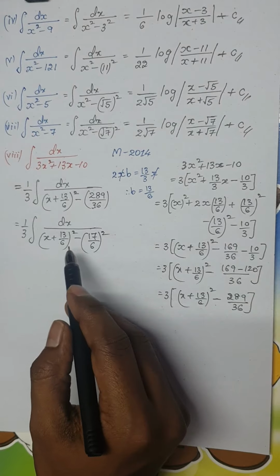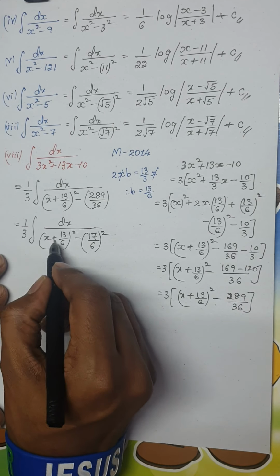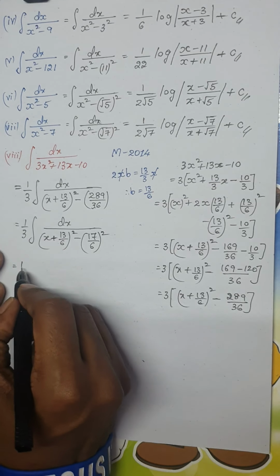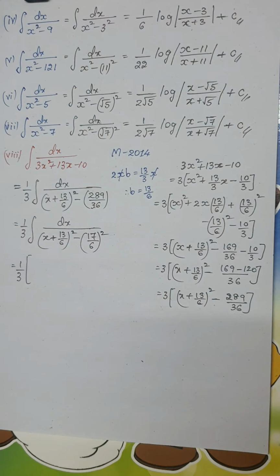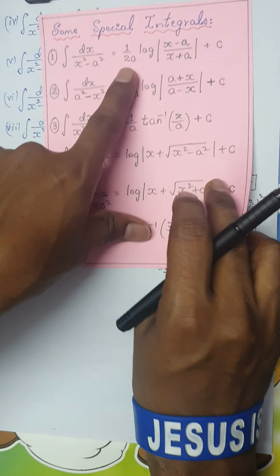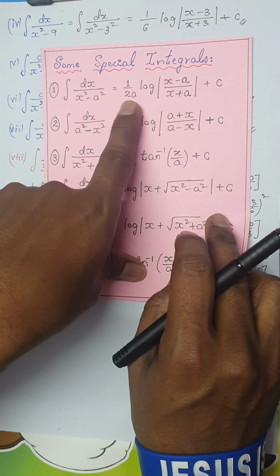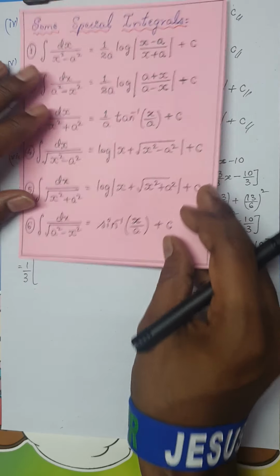So this is of the form dx divided by x square minus a square. Only thing is x is added by a constant. We can take this directly. So this is nothing but 1 divided by 3. Remember, I'm going to use the formula now. I hope you know the formula. What is the formula for dx divided by x square minus a square? It is 1 divided by 2a log of x minus a divided by x plus a.